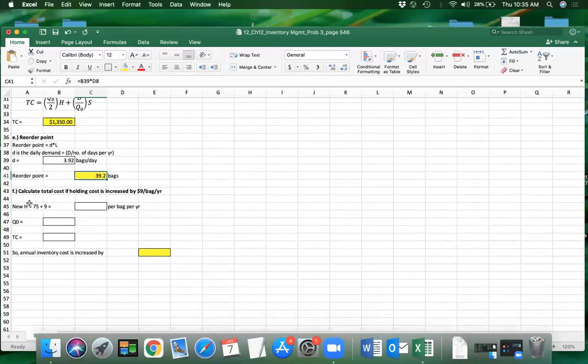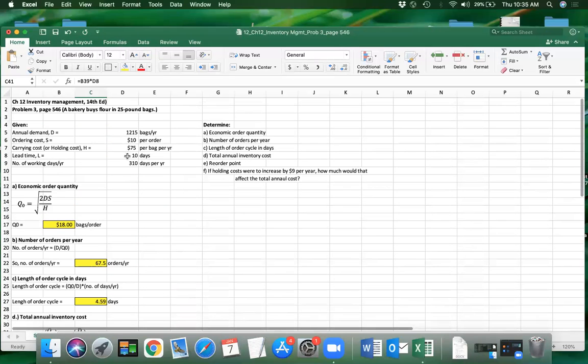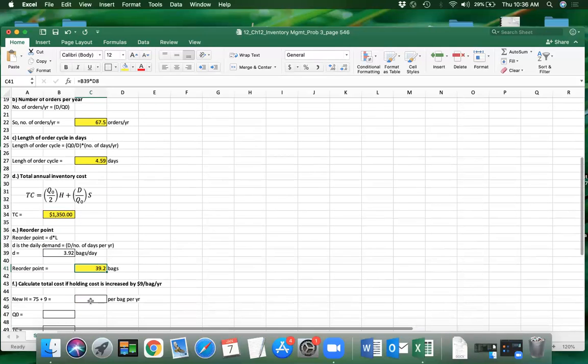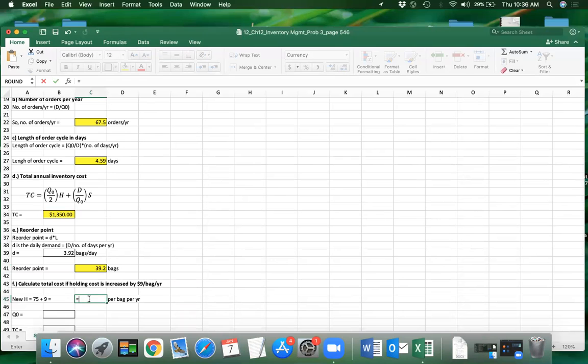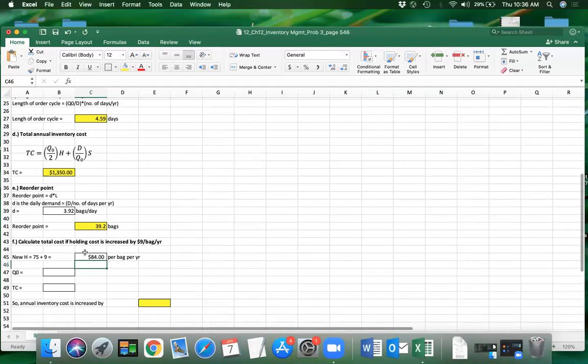The last thing is we need to again calculate the total cost if the holding cost is increased by $9. So the new holding cost, which is new H, we know that earlier it was 75, you increase it by 9, so that's going to be 75 plus 9. That's going to be this much money per bag per year. So if you want to carry a bag now in your inventory system for 1 year, it's going to cost you $84.